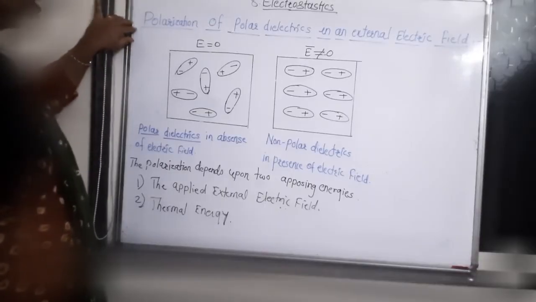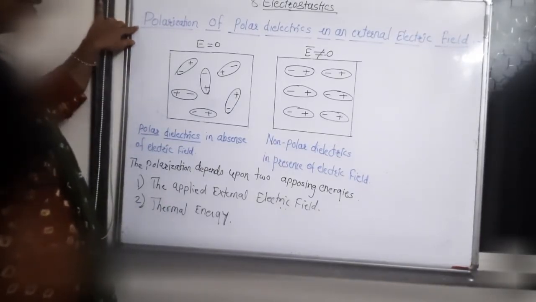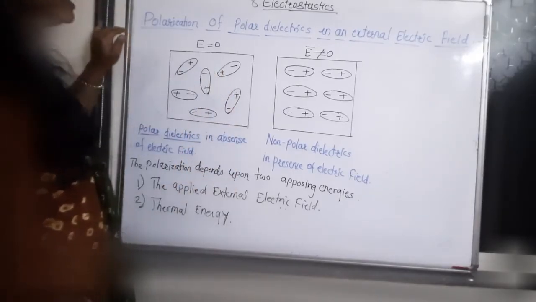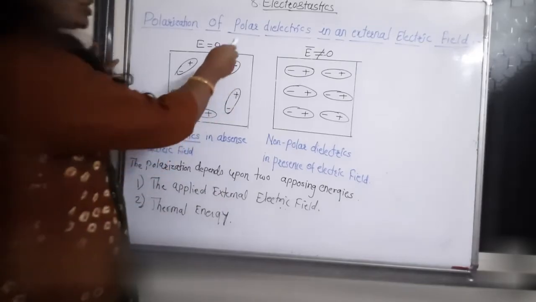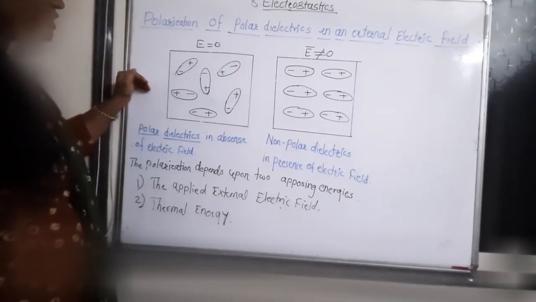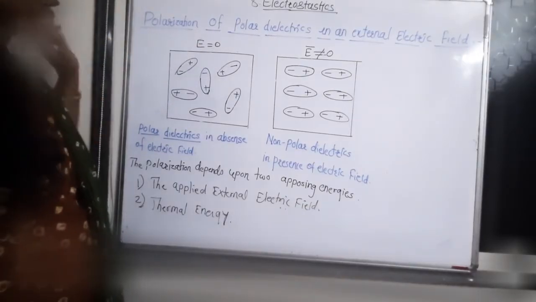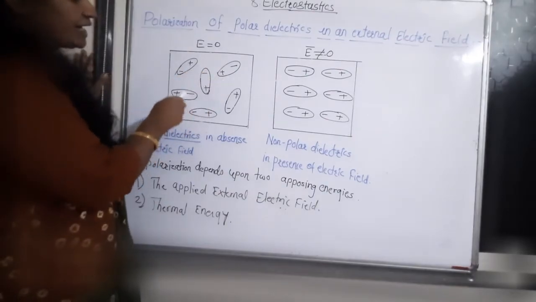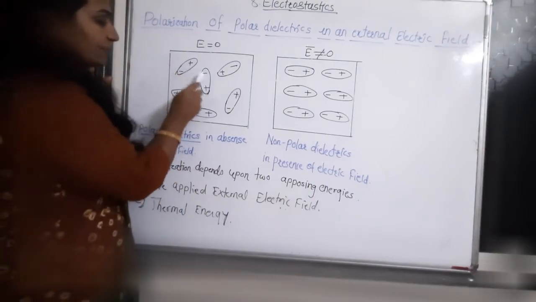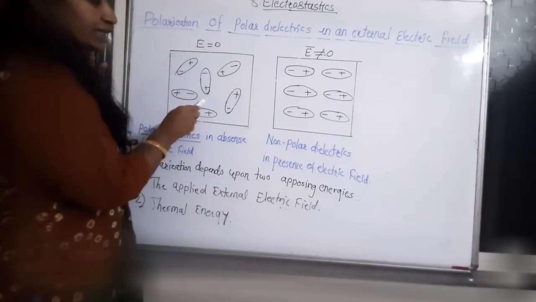The next point is the polarization of polar dielectrics in an external electric field. The molecules of polar dielectrics have a permanent dipole moment. Because of thermal agitation, in the absence of an electric field, meaning the field is zero, these dipole moments are randomly oriented, so the total dipole moment is zero.